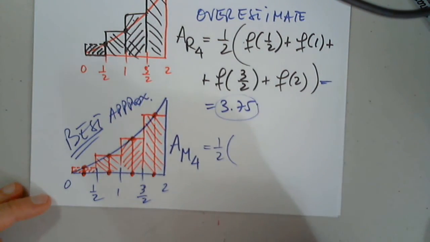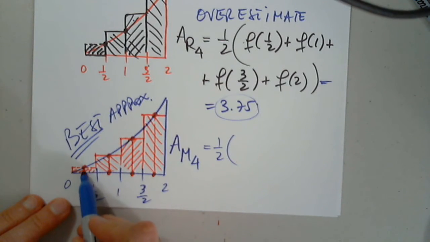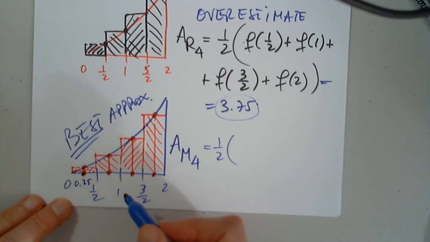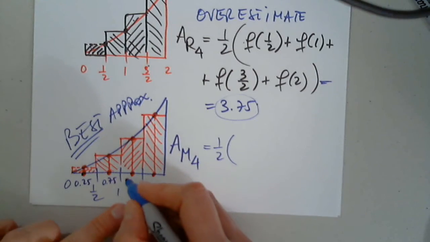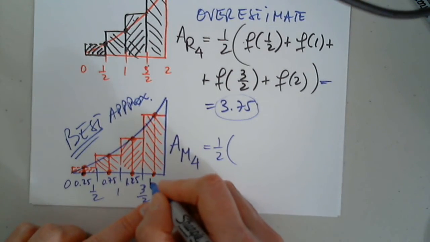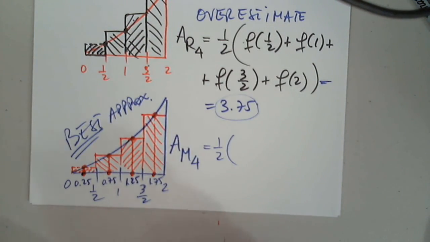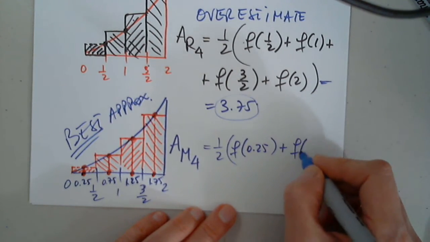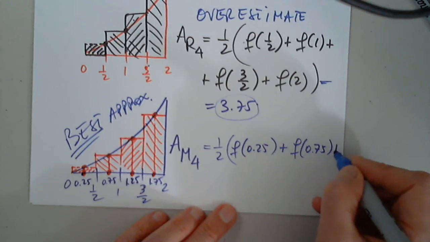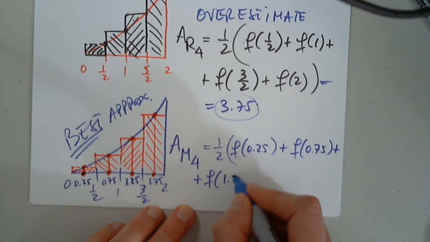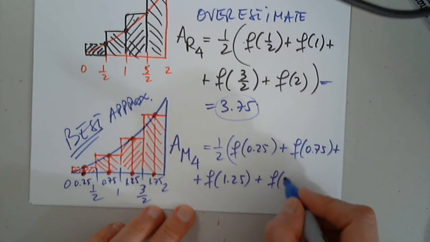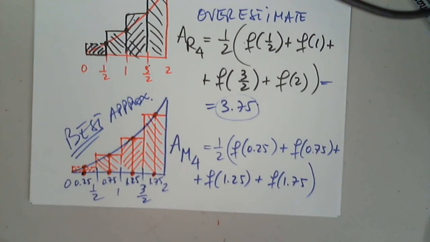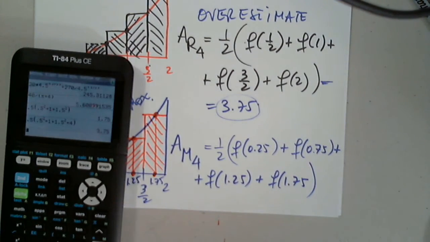Still 1/2 outside. But now I have to figure out these points. So this is 0.25, this is 0.75, this is 1.25, and this is 1.75. So f of 0.25 plus f of 0.75 plus f of 1.25 plus f of 1.75. Let's see what that gives.